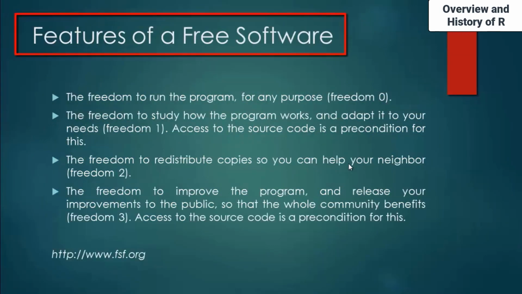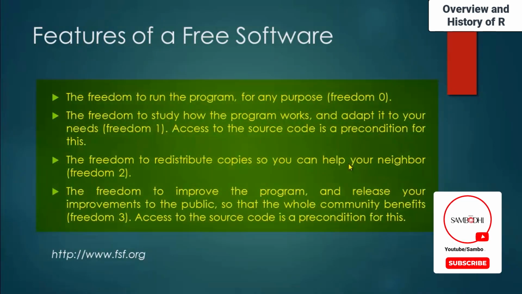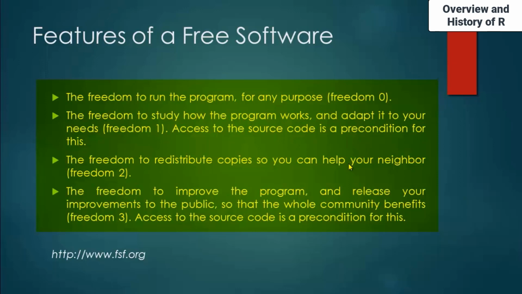What are the features of free software? As I said earlier, R programming is free software. It has the GNU General Public License, which is published only for free software, and this is supported by the open source community. What are the levels of freedom associated with free software? Freedom 0 is the freedom to run the program for any purpose. You may be an individual, a professional, or a company buying this software, and you have the freedom to run this program anywhere for any kind of purpose.